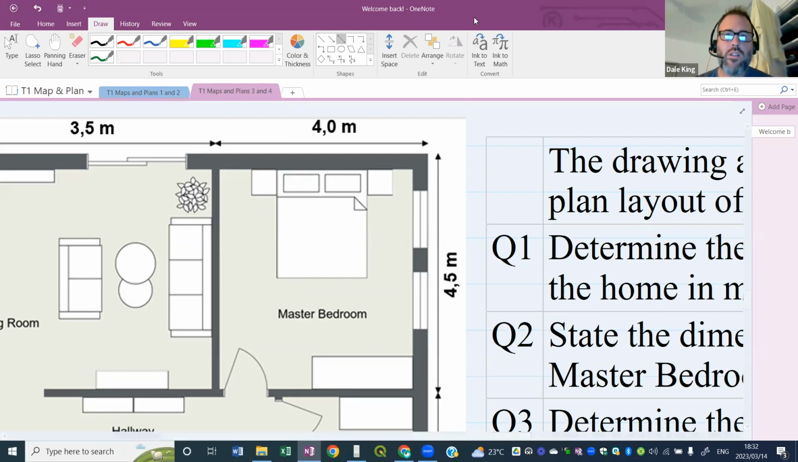All right, good answer. Yes, so we've got a length here of 4,5 meters. Why do I say this is the length? Because it's the longer one. And we have a breadth or a width of 4 meters. Okay, so those are the dimensions. How would you write that out?